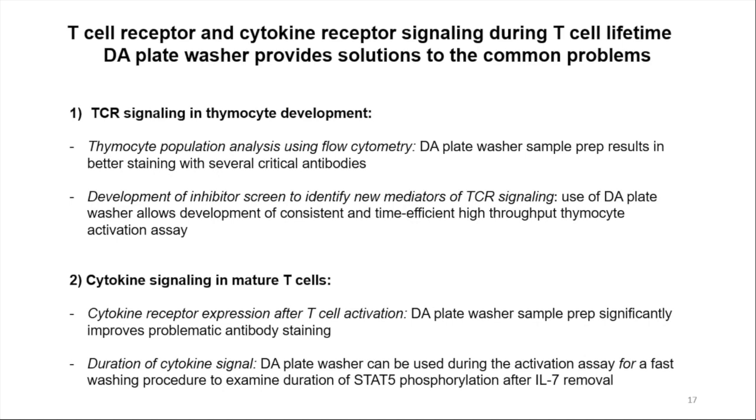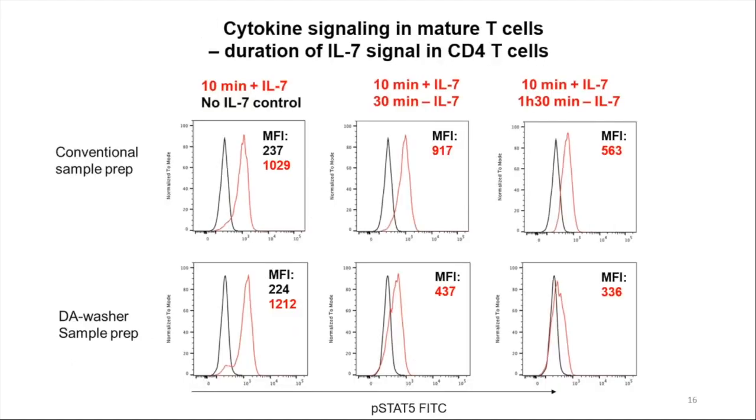If you have any questions, please type them in the question box, but we do have a few that have come in. The first one: in the slide of IL-7 stimulation and washing, in the condition of no IL-7, there seems to be a shoulder at the far left condition for DA, while not in the conventional method. Can you explain why this happens and what it is?